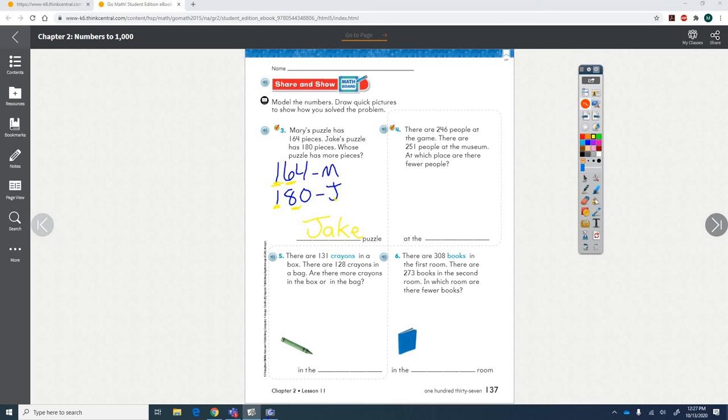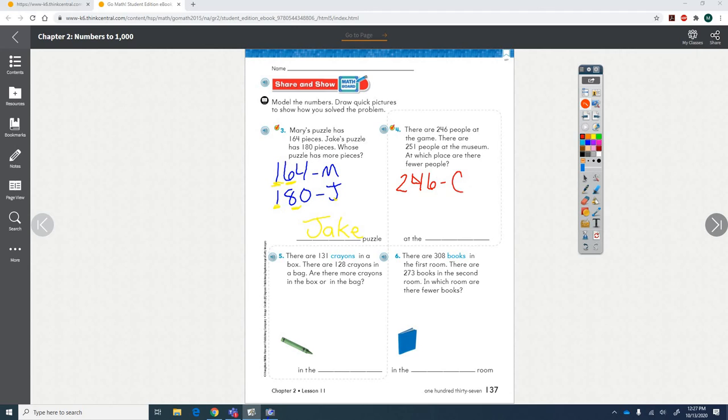No. I'm going to try one more with you, and then I'm going to let you try a page on your own. All right, so there are 246 people at the game. There are 251 people at the museum. At which place are there fewer people? So this time we're looking for fewer.